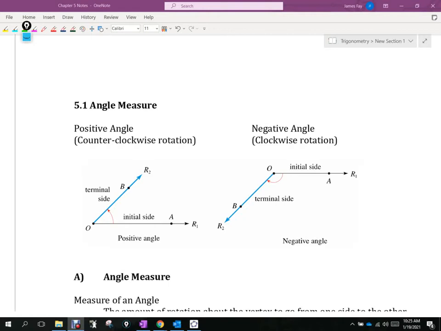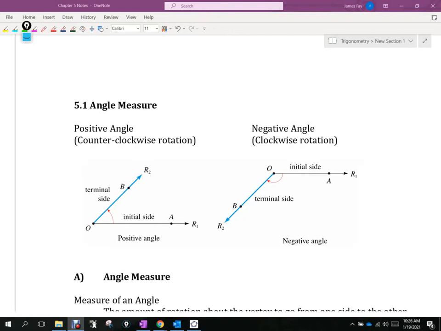An individual angle is going to have two sides. We call them rays. They're going to have a common endpoint. In the picture on the left, the common endpoint is O, and on the right, the common endpoint also is O. That common endpoint is called the vertex.